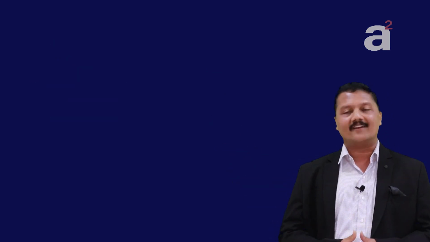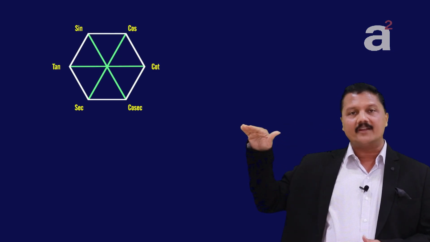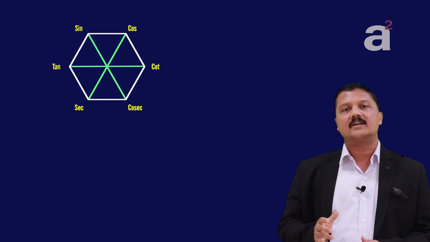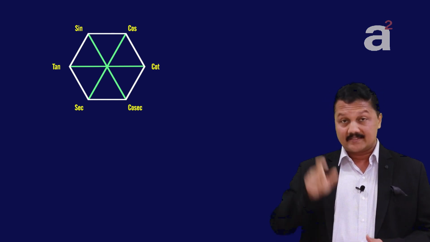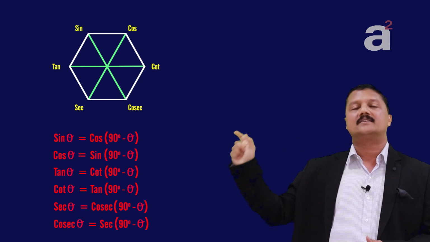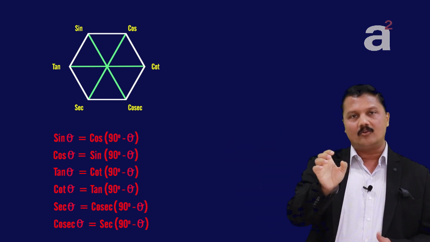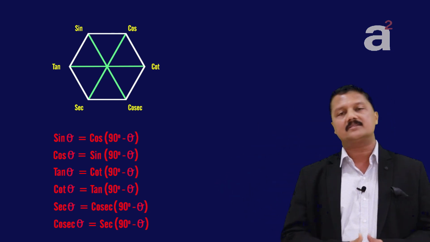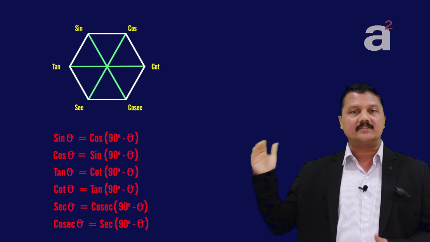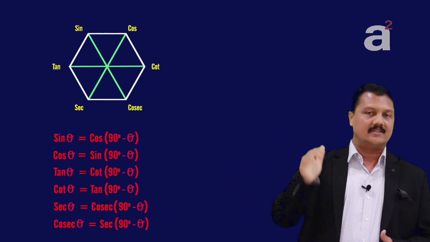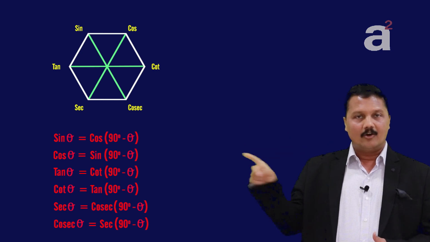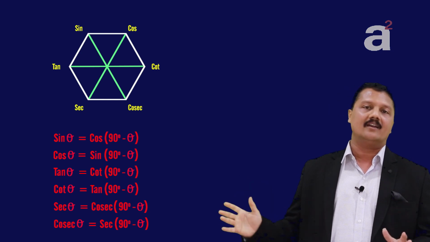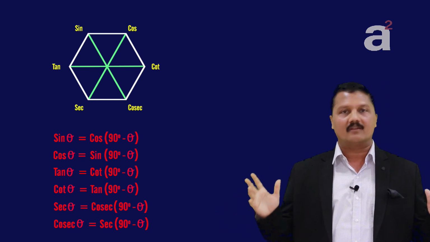There are horizontal relations also. On the top horizontal, you can see sine and cos. What is the relation? These are complementary relations. Sine theta is equal to cos 90 minus theta. Tan theta is equal to cot 90 minus theta. Reversely also, cot theta is equal to tan 90 minus theta. Sec theta is equal to cosec 90 minus theta. Cosec theta is equal to sec 90 minus theta. These are horizontal relations from this hexagon. That means if you learn this hexagon, you learn most of the trigonometric relations.